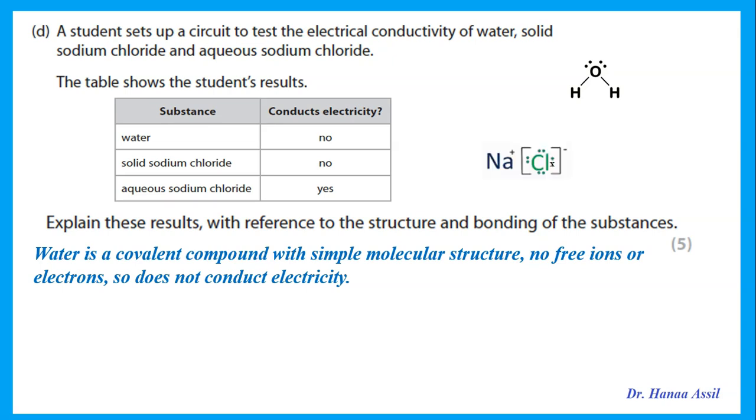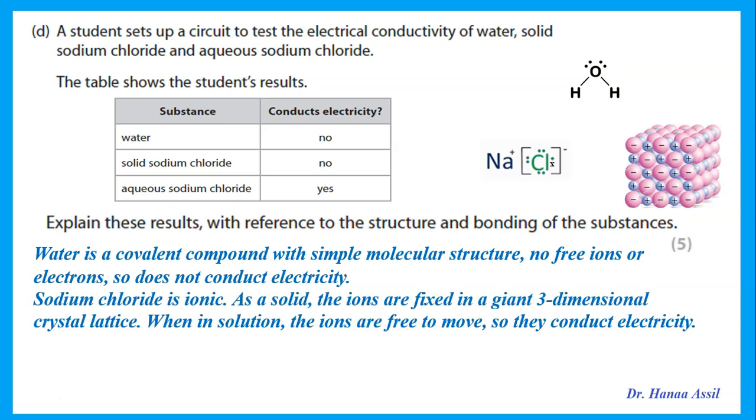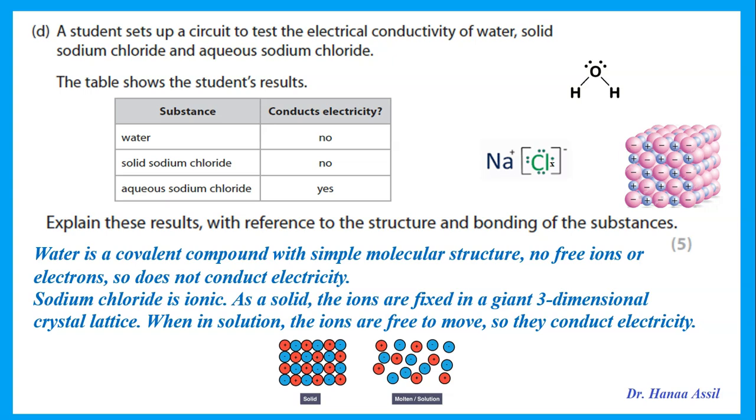Now, what about sodium chloride? You should realize that sodium chloride is ionic. That means as a solid, the ions, and we're talking about ions, ionic compounds, you talk about ions, don't mention electrons. As a solid, the ionic compound has the ions fixed in a giant 3-dimensional crystal lattice. That's the name of that structure. But when in solution, the ions are free to move, so they conduct electricity.